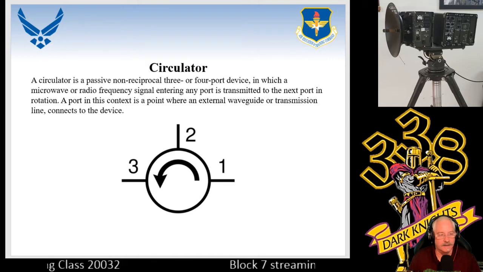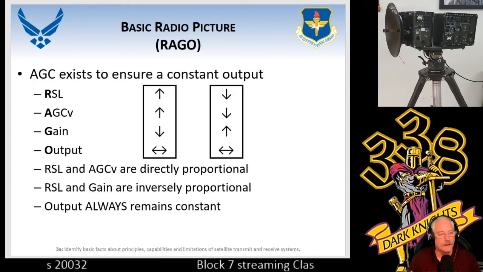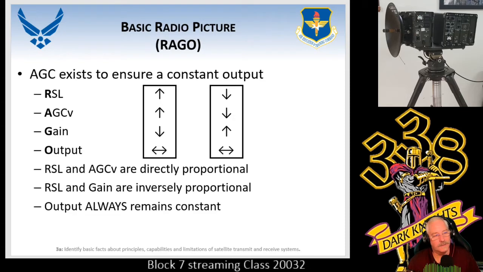This is what the actual device could look like in a circuitry. Notice this is a 3-port. There are 4 ports out there. Remember I told you about AGC? Well, here it is. We have something called RSL, AGC, volts, gain, and output.